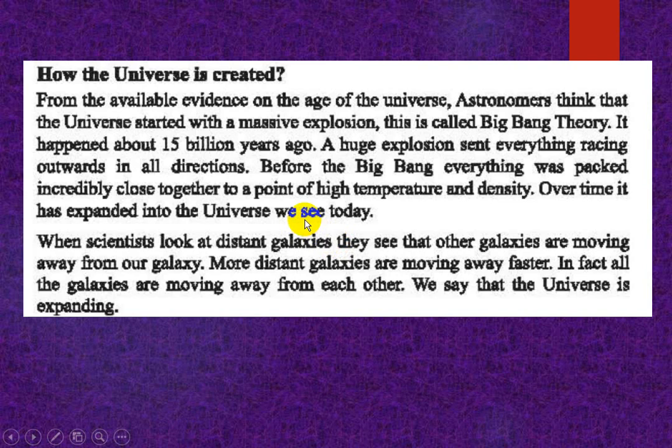How was the universe created? Astronomers think that the universe started with a massive explosion. This is called the Big Bang theory. It happened about 15 billion years ago. A huge explosion set everything racing outwards in all directions. Outwards, not inwards. Outwards in all directions from this massive explosion.